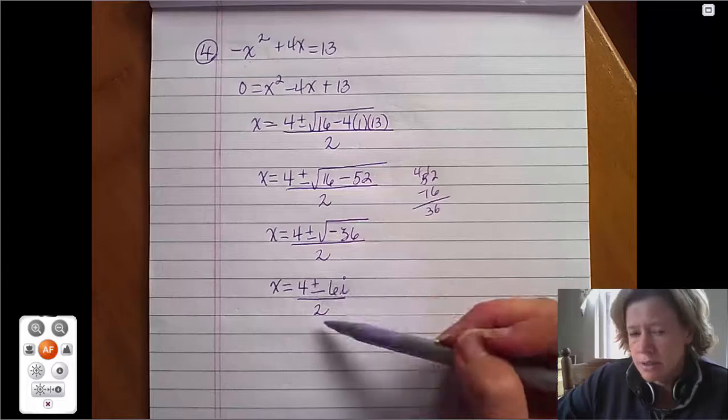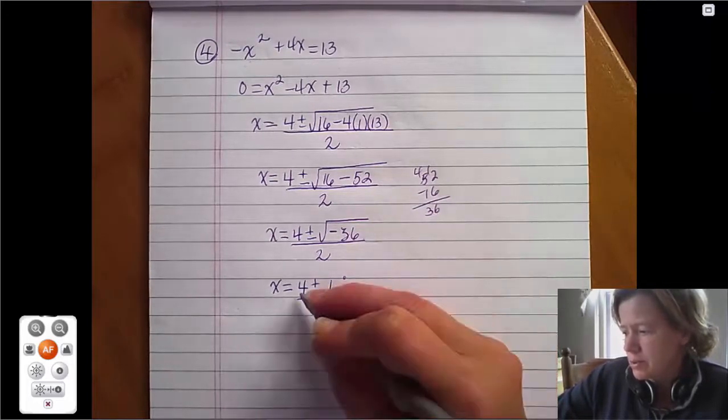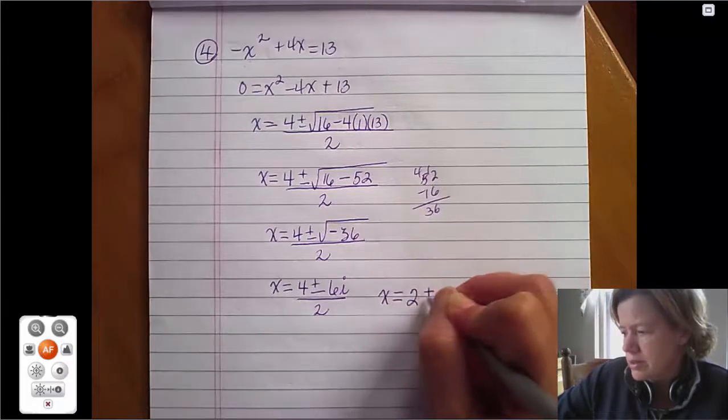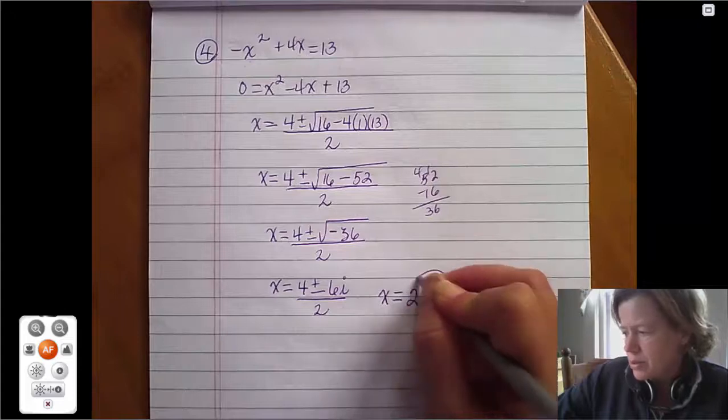2 divides nicely into both 4 and 6, so we can clean this up more and call this 4 divided by 2 is 2 plus or minus 6i divided by 2 is 3i. And there are your roots.